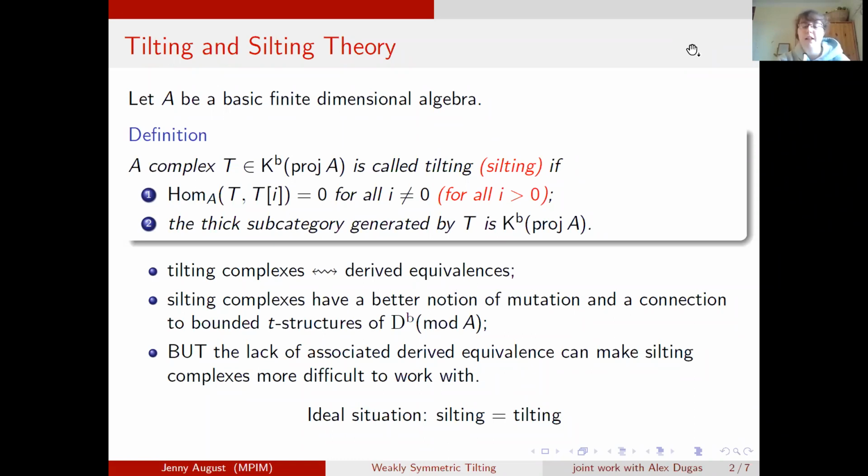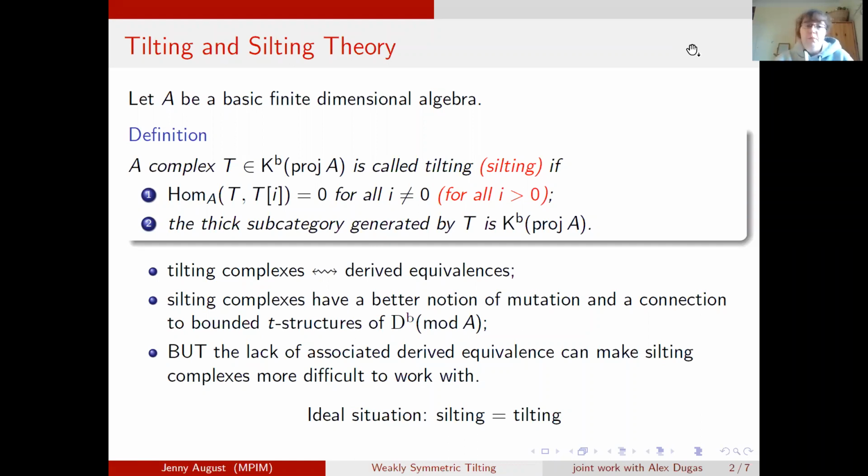Whenever you have tilting, there are associated derived equivalences. If you have derived equivalences, there are tilting complexes. But there are also reasons that you might want to study the more general notion of silting complexes. One, due to Aihara and Iyama, is that silting complexes have a much better behaved notion of mutation. Whenever you take a silting complex, you can mutate at any indecomposable summand, and you can iterate this mutation and produce lots and lots of silting complexes from a given one.